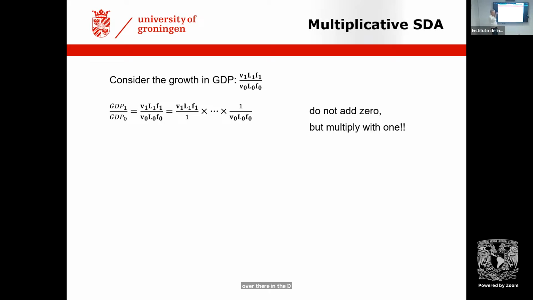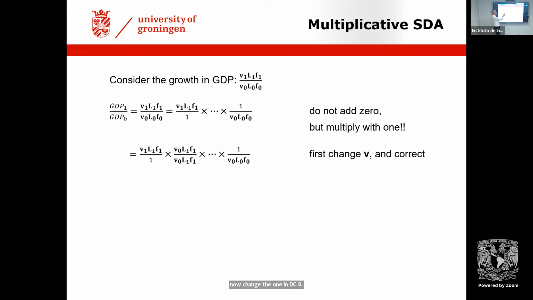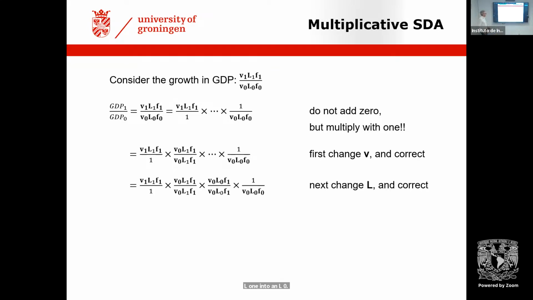Now, the first thing, I'm going from left to right. So I now change V1 into V0, but immediately must correct that because this term doesn't exist here. So I've now multiplied it by 1. And we're all laughing, this is hilarious, but it is correct. And the next thing is I'm going to change the L1 into an L0 and immediately correct that. So that yields another 1.